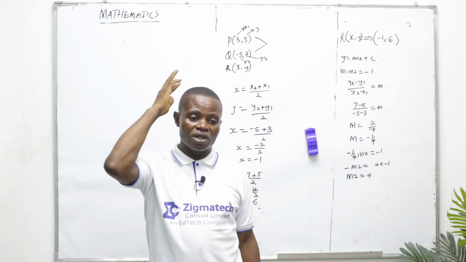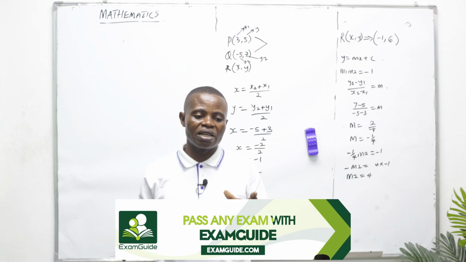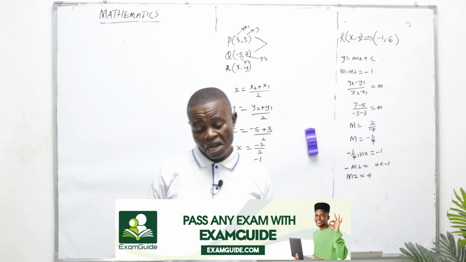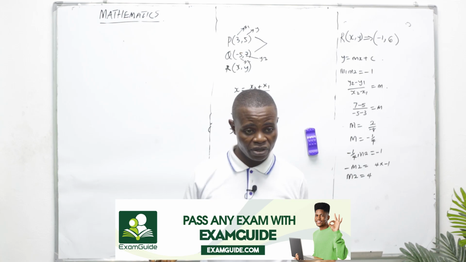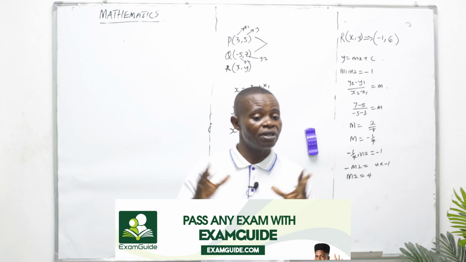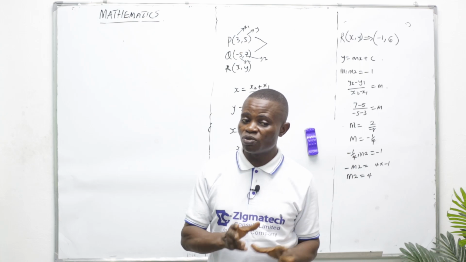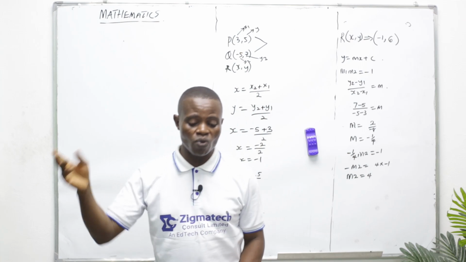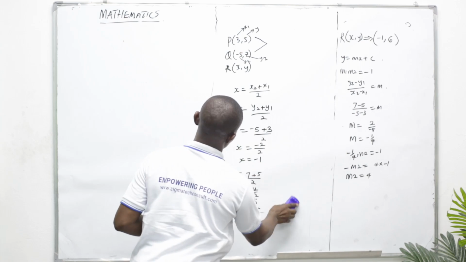Don't make the mistake of thinking that minus 1 over 4 is your original gradient, because this is a perpendicularity question. It's not just an ordinary equation. Likewise, with parallelism, M1 equals M2, you have nothing to change about it. But in the case of perpendicularity, there is always something you must do. Recall that M1 M2 equals minus 1. When you cross multiply, you get the real solution.